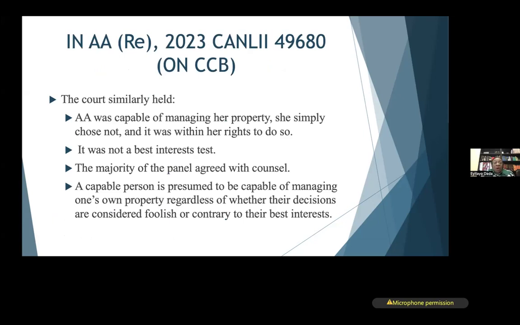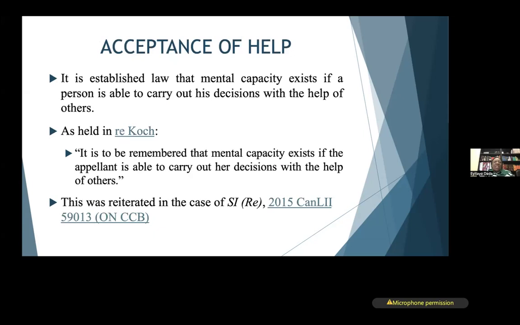The court held in AA that AA was capable of managing her property. She simply chose not to, and it was within her rights to do so. So once again, the board was very clear that it's not a best interest test. Something that has also come up in quite a number of cases that I've done is that you have to remind the board that mental capacity exists if the person is able to carry out her decisions or his decisions with the help of others. There are a lot of cases on this point, but that was exactly what Recouch said.